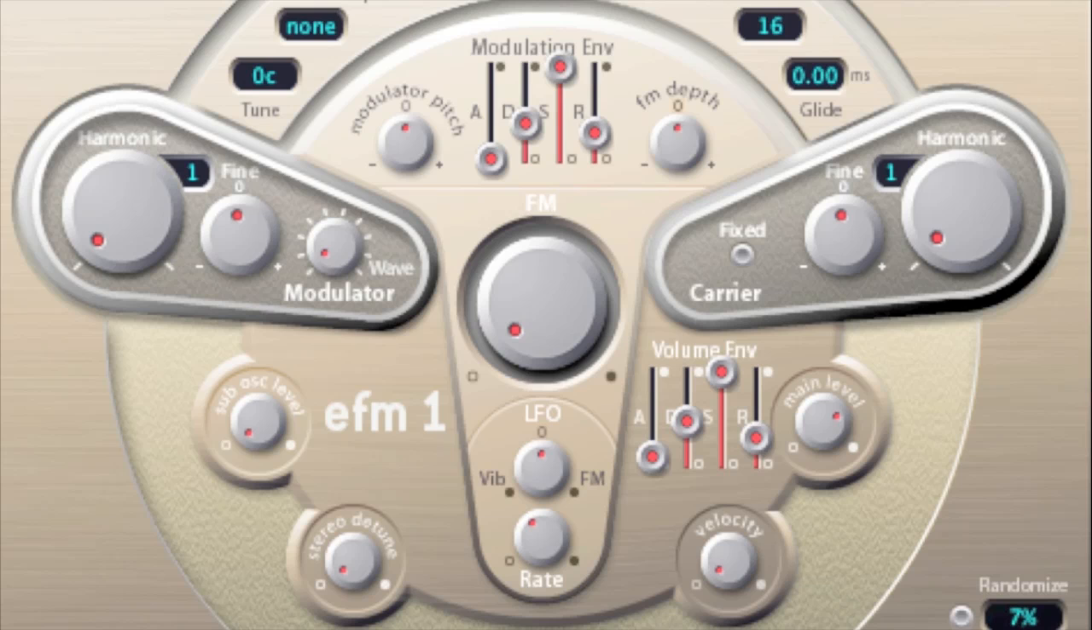FM sounds can be divided into three different categories, and those categories are determined by the ratios of the frequencies between the carrier and the modulating oscillator. The simplest, or the first category, is what I call category one or family one, and that's when both the modulator and the carrier have the same frequency, so the ratio is 1:1.